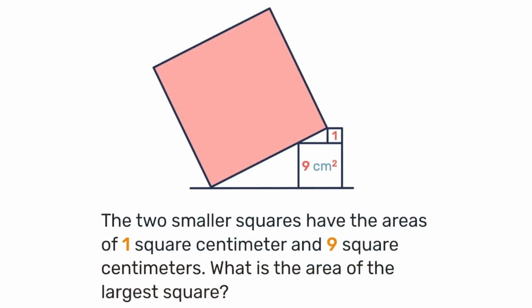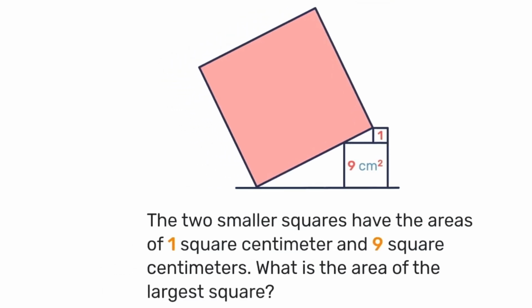In today's problem, we're given this diagram of three squares. The two smaller squares have the areas of 1 square centimeter and 9 square centimeters respectively. Just with that information, we're to determine the area of the largest square. Pause the video here, see what you can come up with. I'm going to solve it this way.